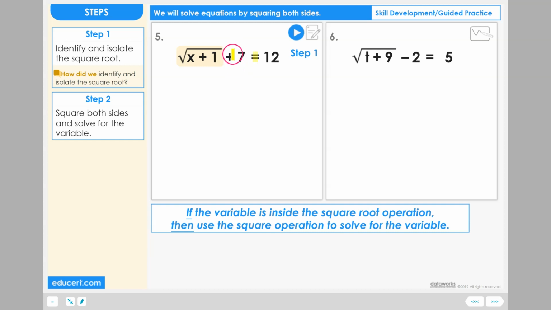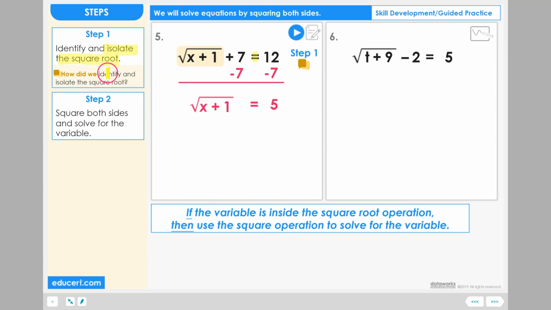So we are going to use the inverse operation of adding 7, which is to subtract 7, and we're going to do that on both sides. Doing this will of course eliminate the plus 7 and leave us with the square root of x plus 1 is equal to 12 minus 7, which is 5. We now have the square root operation alone on one side of the equation.